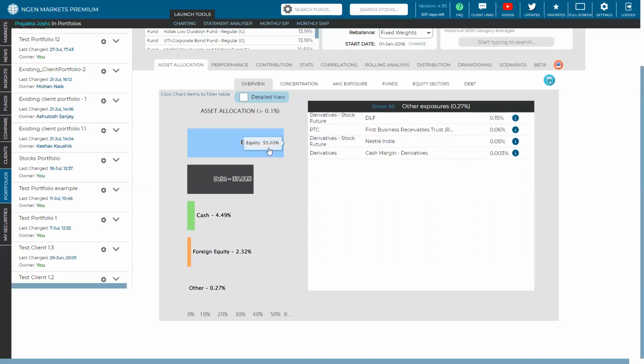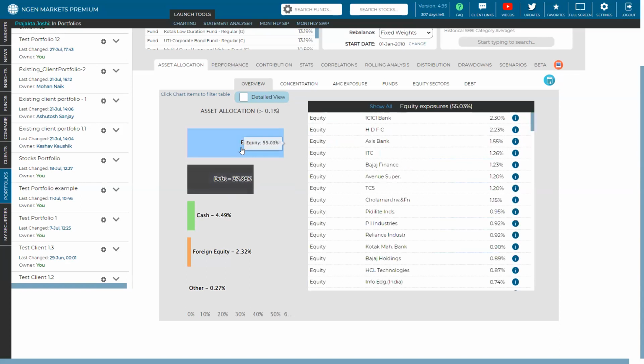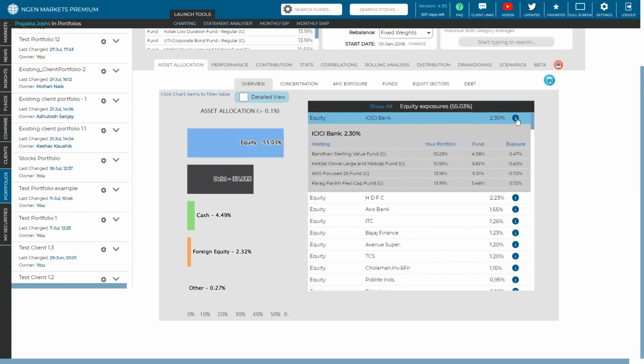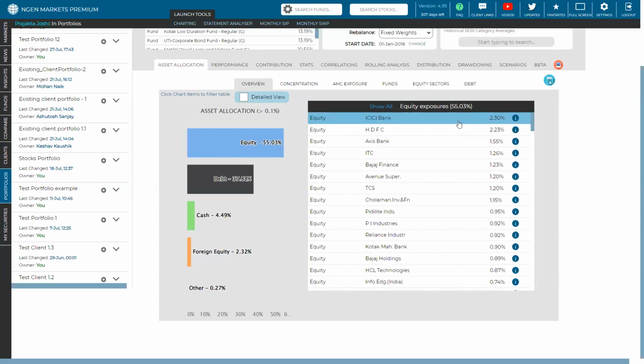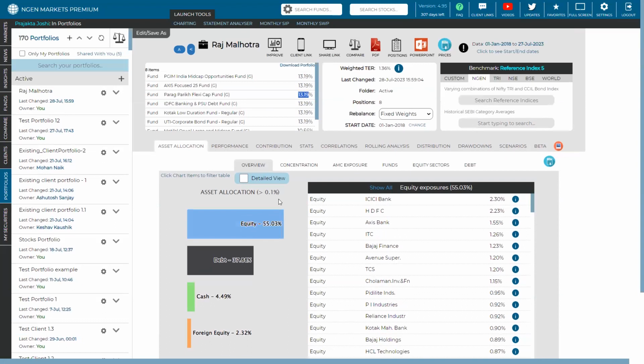Of course, a detailed analysis for the equity and debt is anyway available. Just click on equity and you will see that this portfolio is exposed to ICICI Bank as a stock to an extent of 2.30%. You want to know where this exposure is coming from? Click on this I button. We can see that Bandhan Sterling Value Fund, Motilal Oswal, Axis, Parag Parikh, all of these are holding ICICI Bank, and therefore the portfolio is exposed 2.30% to ICICI Bank as a stock. Right? That's the overview analysis that you can do.